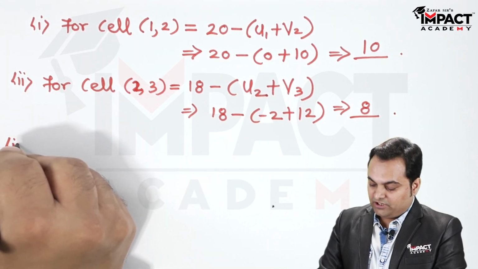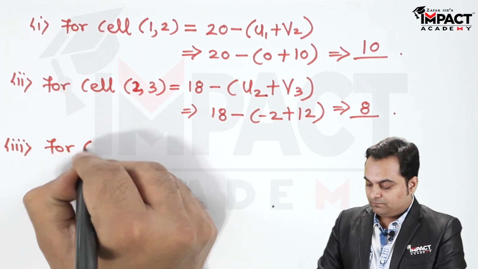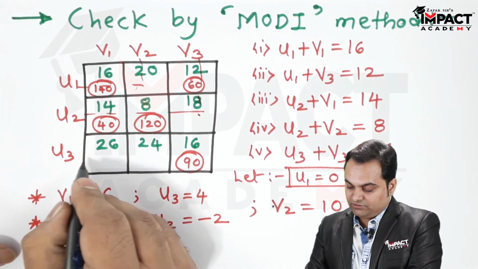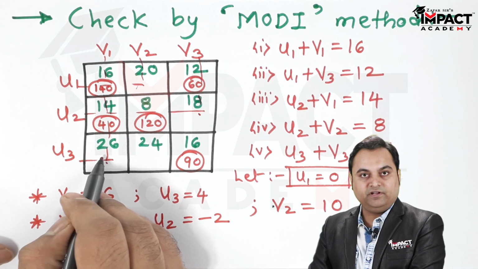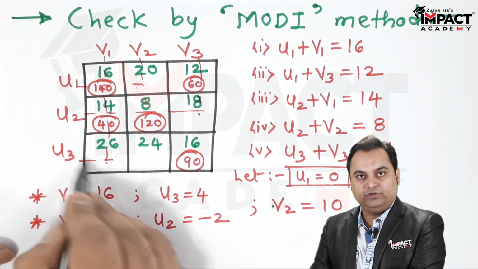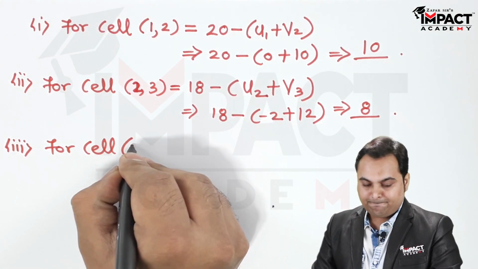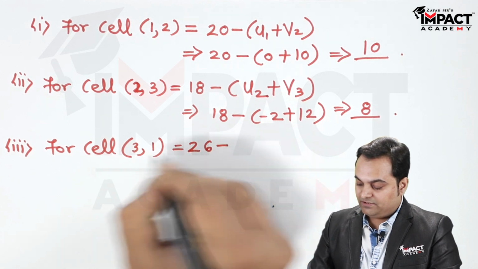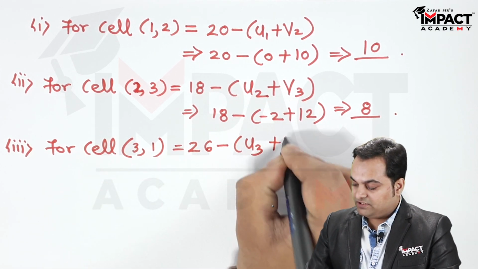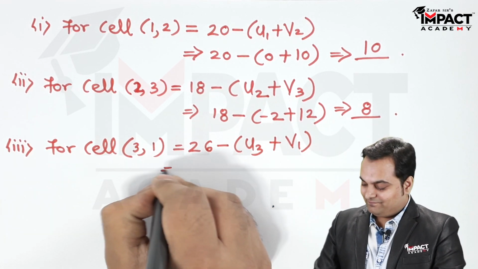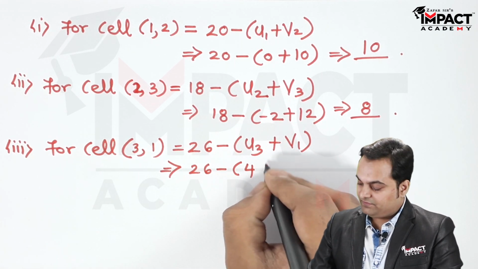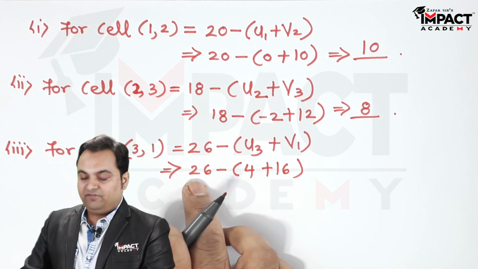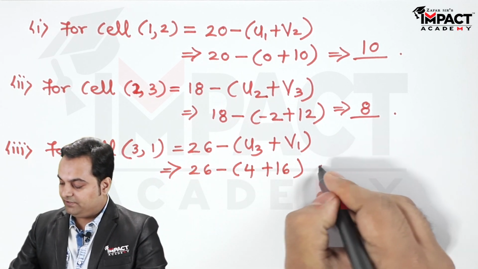Similarly for the next unoccupied cell, which is at third row and first column. So u3 plus v1 is subtracted from the unit cost, that is 26 minus u3 plus v1. u3 value is 4, v1 is 16. So here we have 26 minus 20, which is 6.